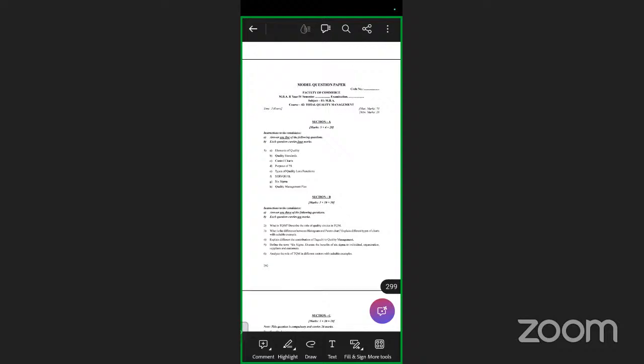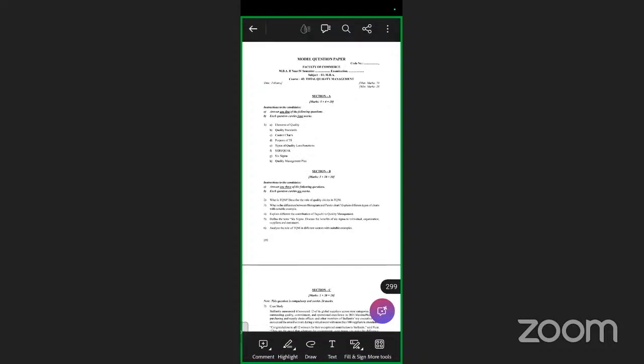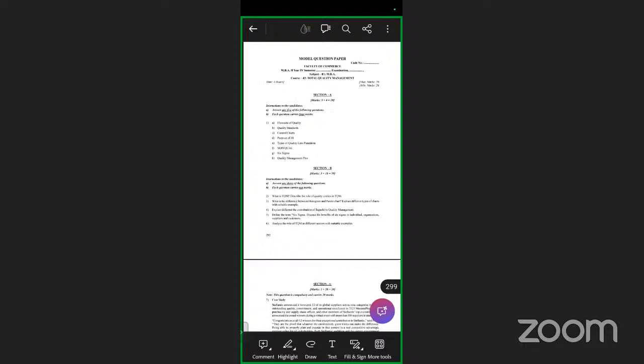So this is your model paper. This is your final model examination. You have 30 marks for internal, and in external you need to write for a maximum of 70 marks. I think you might have gone through it in first semester, second semester and third semester, same pattern it is.